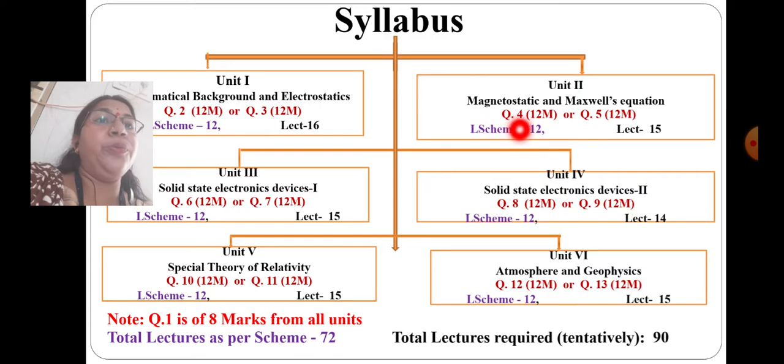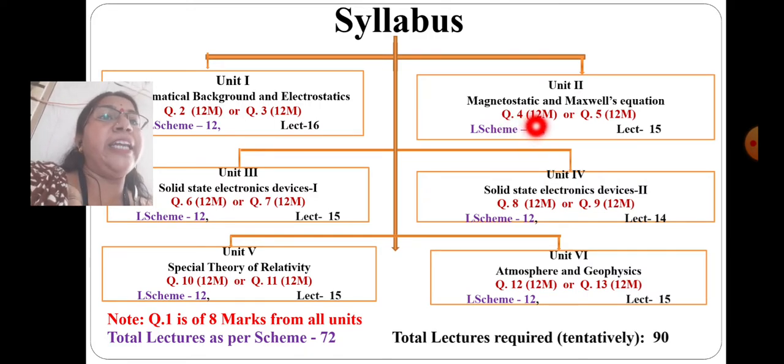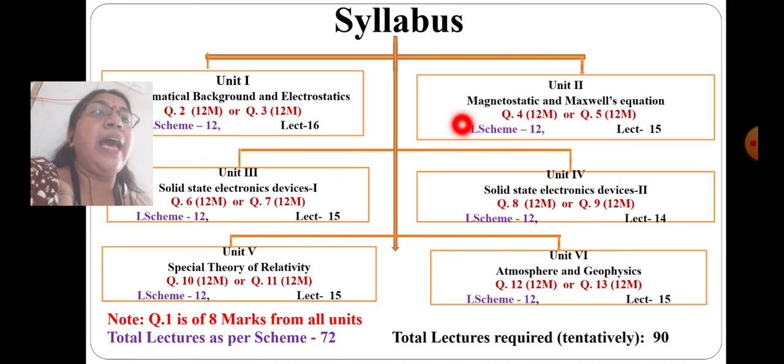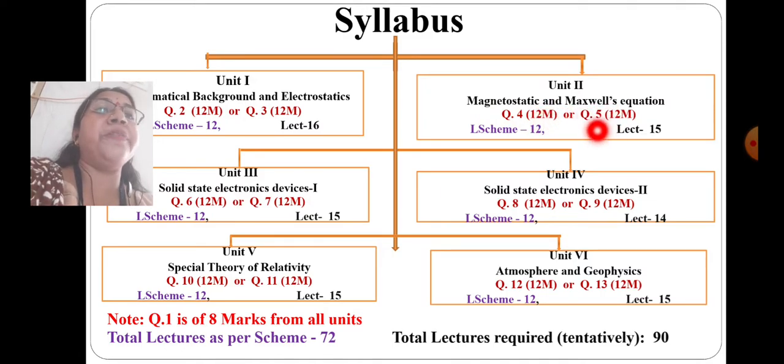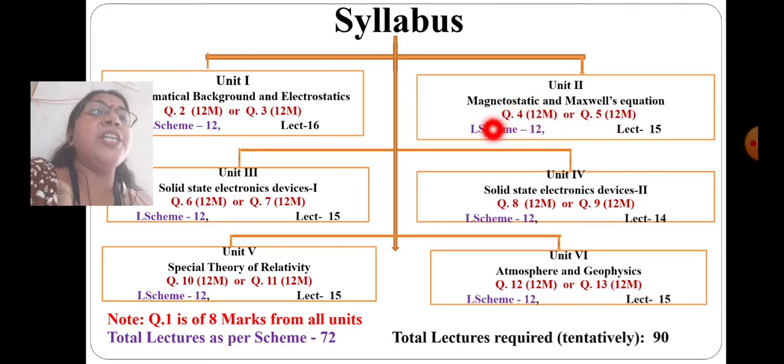Then unit 2 is about magnetostatics and Maxwell equations, and that unit is related to question 4 or question 5, meaning half of the unit for question 4 and half of the unit for question 5, or the questions may be mixed with each other, and these questions of 12 marks can be asked in the university examination. As per the university scheme, it also requires 12 lectures, but actually it requires 15 or 17 lectures. I have written 15 only.